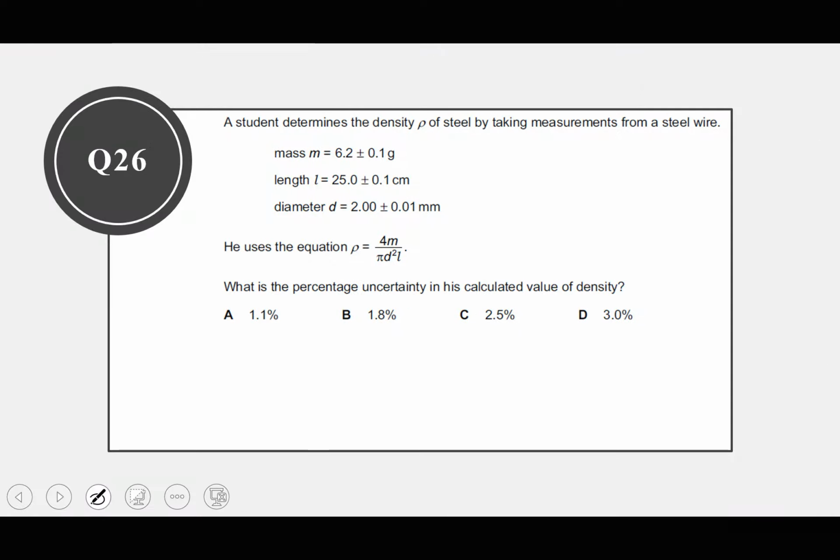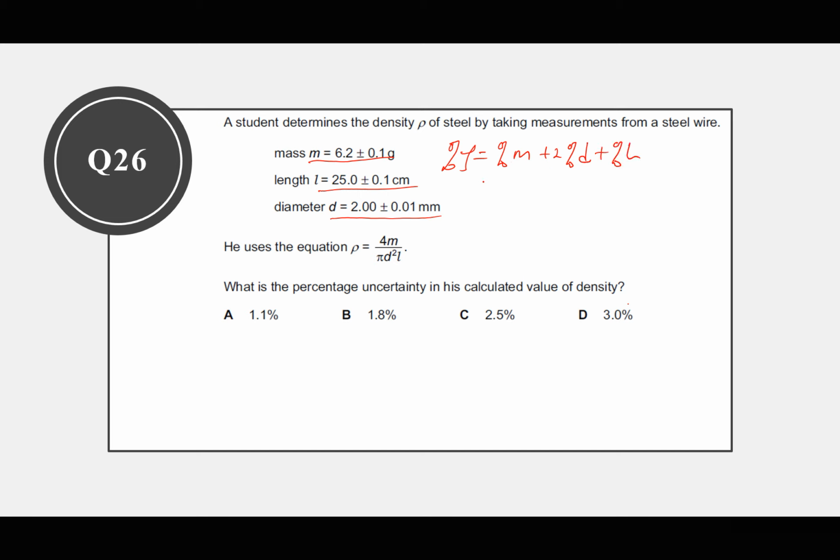Next, the student determines the density of steel by taking measurements from a steel wire. The mass is given, the length is given, the diameter is given. He uses the equation density is equal to that. This is almost similar to what we have just done, but we shall do it very fast. What is the percentage uncertainty in his calculated value of density? So we shall simply say percentage uncertainty in density is equal to percentage uncertainty in mass.